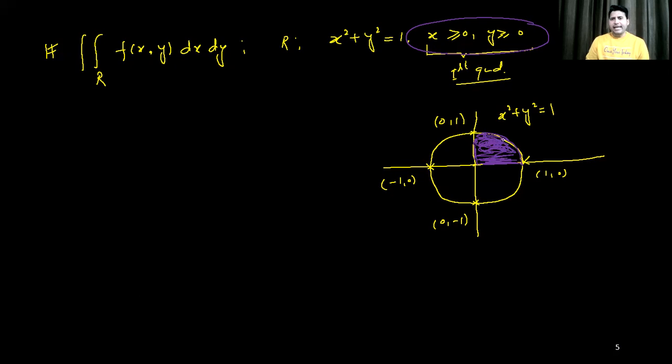If suppose x greater than or equal to 0 and y greater than or equal to 0 is not given, it means we should take the whole circle. Under that case, we should take the whole circle. But here we need to take only this shaded region that I just drew, because x greater than or equal to 0 and y greater than or equal to 0 is given.